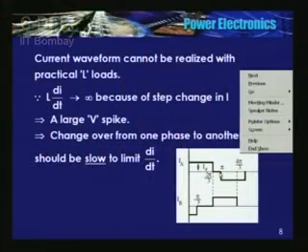So in other words, changeover from 1 to 3 should be slow to limit the di/dt. In other words, see here, this current should gradually fall, and this current should gradually rise, so that you should be able to contain, or limit, the di/dt. Because if you have this sort of a waveform, di/dt is going to be infinity. That will create a large voltage spike.